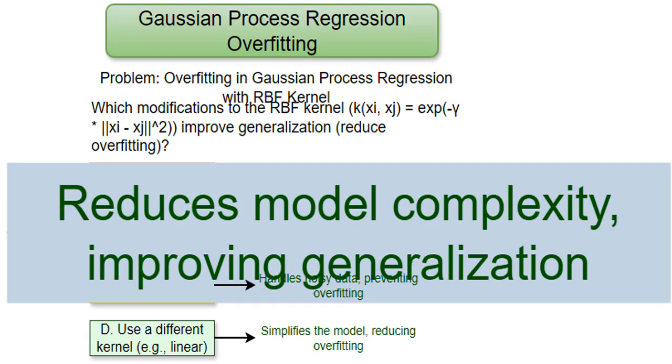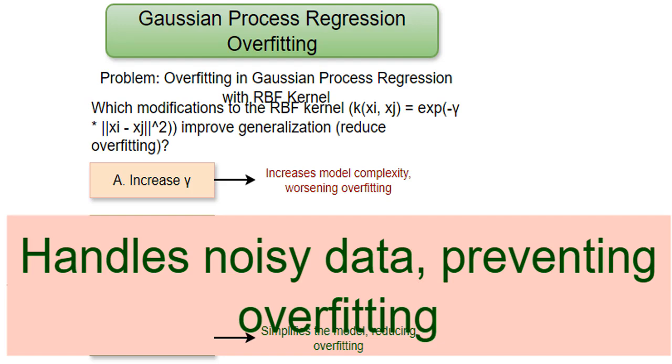Decreasing gamma in the RBF kernel makes the model less sensitive to small input changes. This creates a smoother, simpler model that generalizes better to unseen data. Think of it like smoothing out a really bumpy road. It makes the ride smoother and more predictable. Noisy data is like adding random bumps in the road. Adding a noise component to the kernel allows for these bumps and prevents the model from trying to perfectly match the noise itself, preventing overfitting. It makes the model more robust to uncertainties in the data.